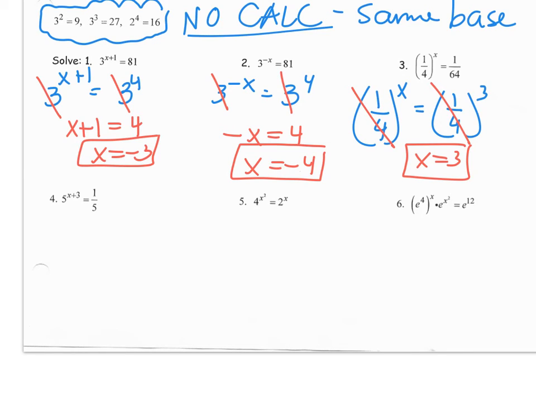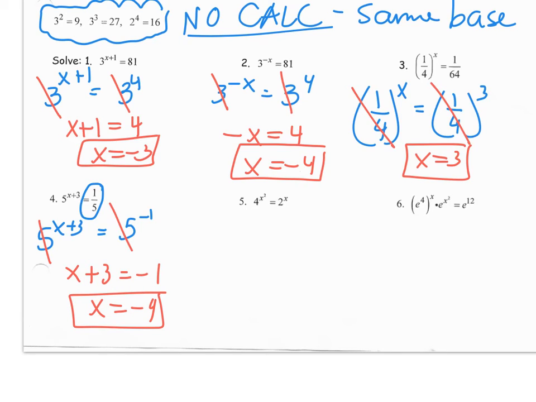Now they do get a little more complicated if you look at 4, 5, and 6 here. So now let's consider the negative exponent thing. 1 over 5 is really 5 to the negative 1. If I rewrite it like that, look what I have here. Then we can go in and say x plus 3 equals negative 1, and we can get our answer, negative 4.